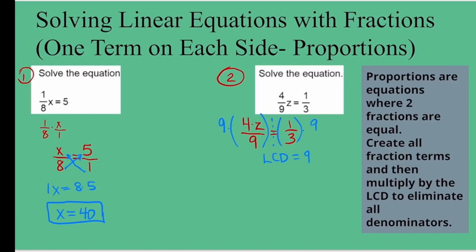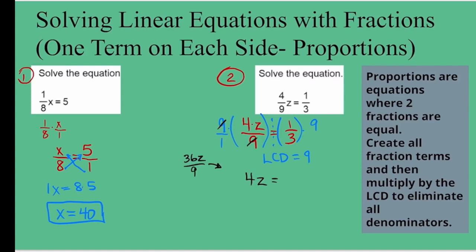Essentially what happens on the left side is this 9, which I could write as 9/1, is going to reduce or cancel with the denominator. So the 9 in the numerator and the 9 in the denominator divide, and 9 divided by 9 is 1. So we're left with 4z on the left side. If you wanted to multiply this out, you would get 36z over 9, which simplifies into 4z.